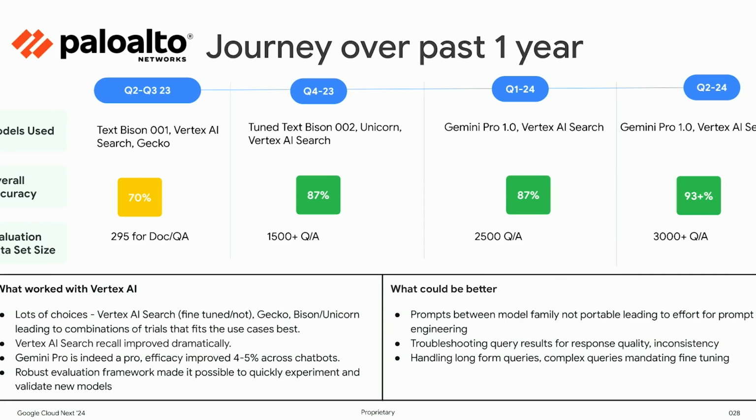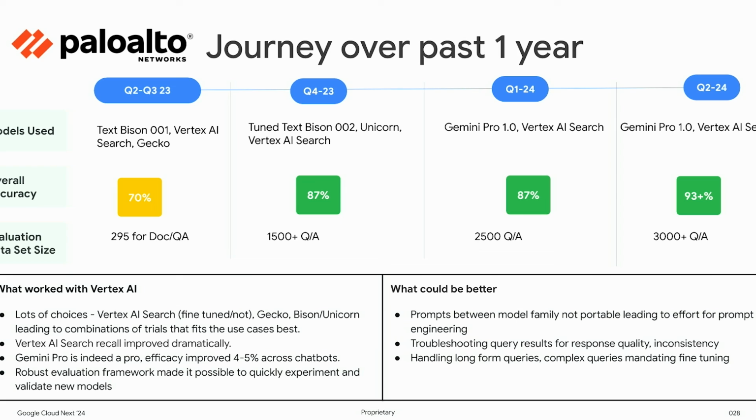Finally, the robust evaluation framework has helped us overall in making sure that we continue to evaluate the data sets and make sure that our automation scripts continue to run at scale, and we control the regressions that we have. Thanks to Vertex AI for all this.